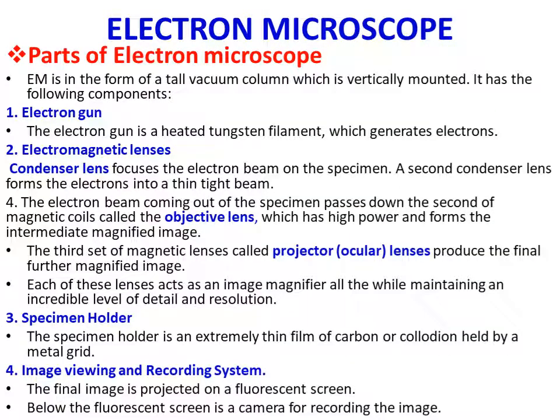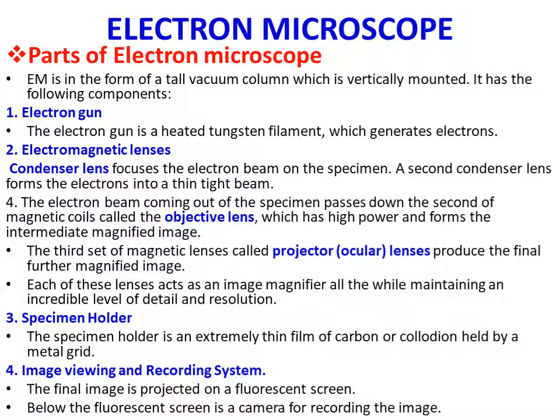Then parts of the electron microscope. The electron microscope is in the form of a tall vacuum column which is vertically mounted. It has four major components: electron gun, electromagnetic lenses, specimen holder, image viewing and recording system. First, the electron gun. The electron gun is a heated tungsten filament which generates electrons.